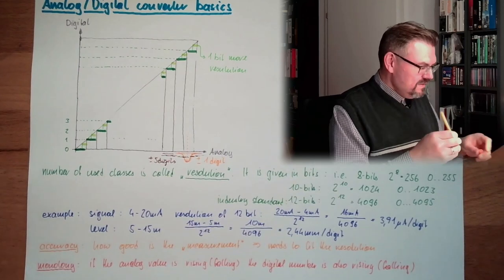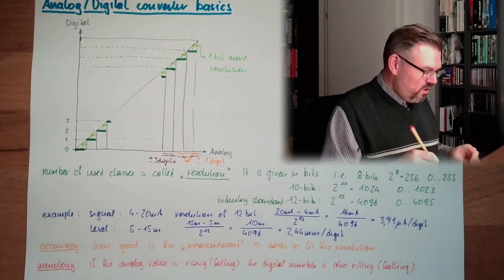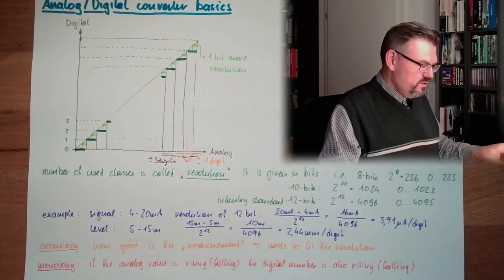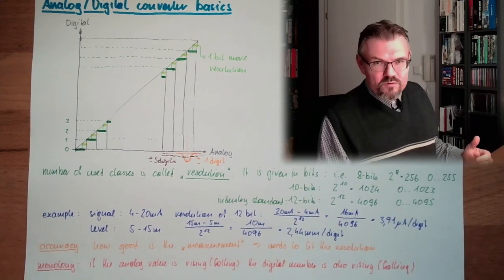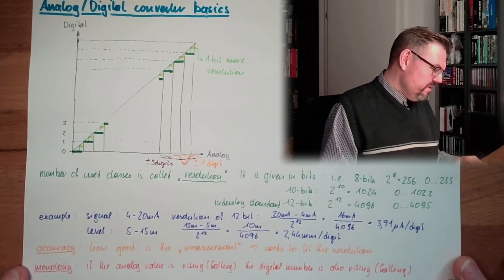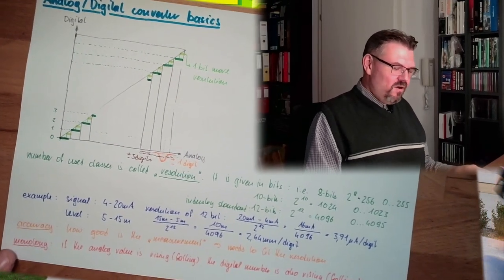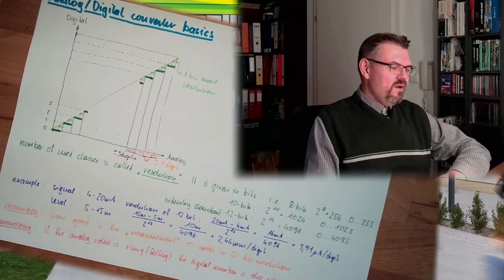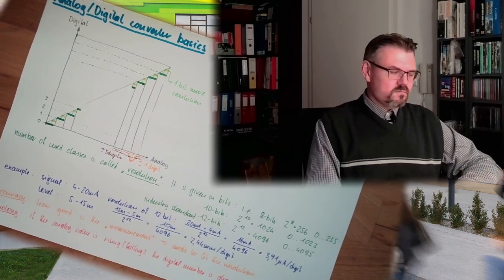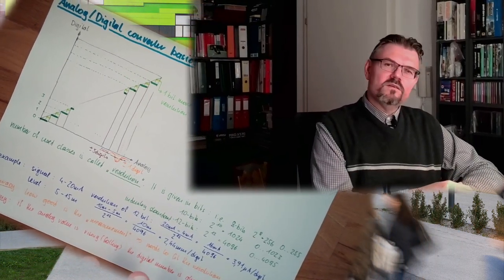Alright? So these are the basics. You should know what resolution is, you should know what is meant when we're talking about accuracy, and you should know what is meant when we're talking about monotony. Those things are required in an analog-digital converter. Now we talked about analog-digital converters.